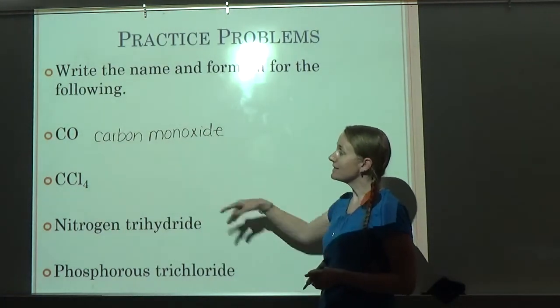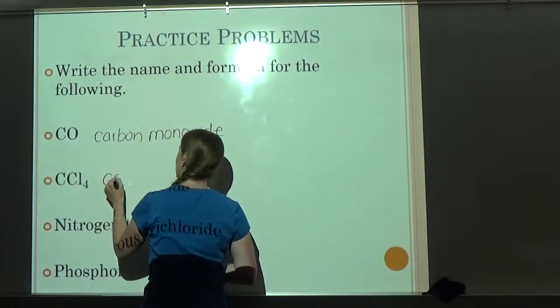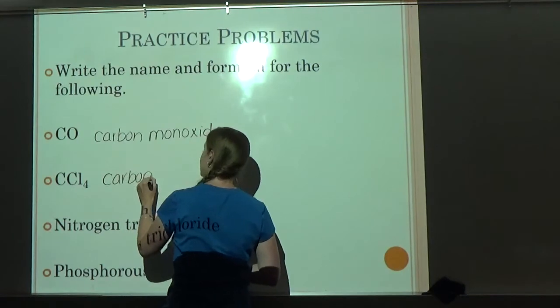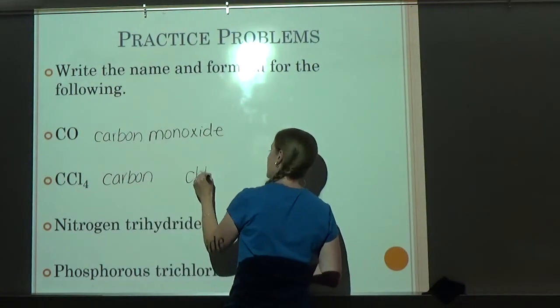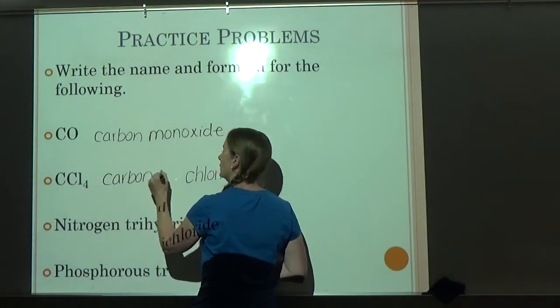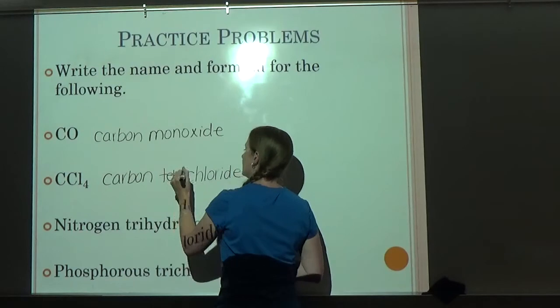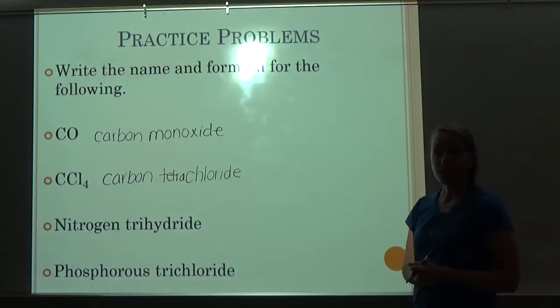All right, our next one is CCl4. So the first element only has 1, so I'm just going to call it carbon. I don't need a prefix. The second one is chloride, and it does need a prefix, and it needs a prefix for 4, which is tetra. So carbon tetrachloride. So hopefully you got both of those right.